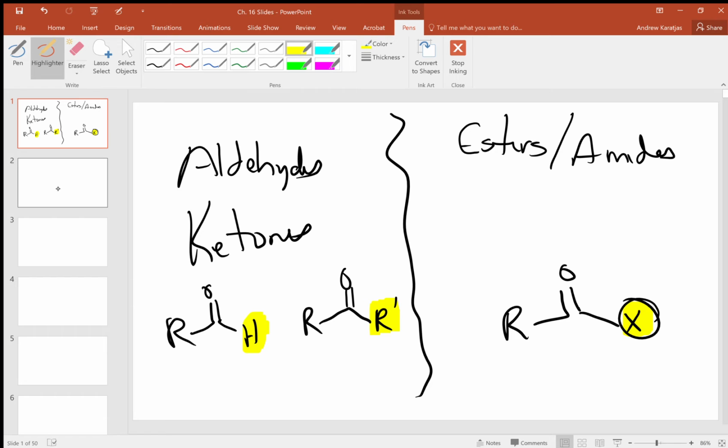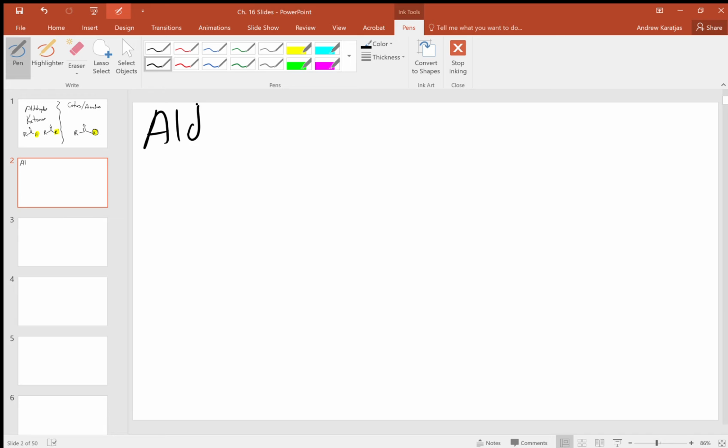But we're going to start with the first half, which are aldehydes and ketones. And due to the carbonyl, these are both very important and very versatile functional groups. There's a lot that you can do with an aldehyde or a ketone in terms of its reactivity. But as always, we're going to start with some nomenclature.